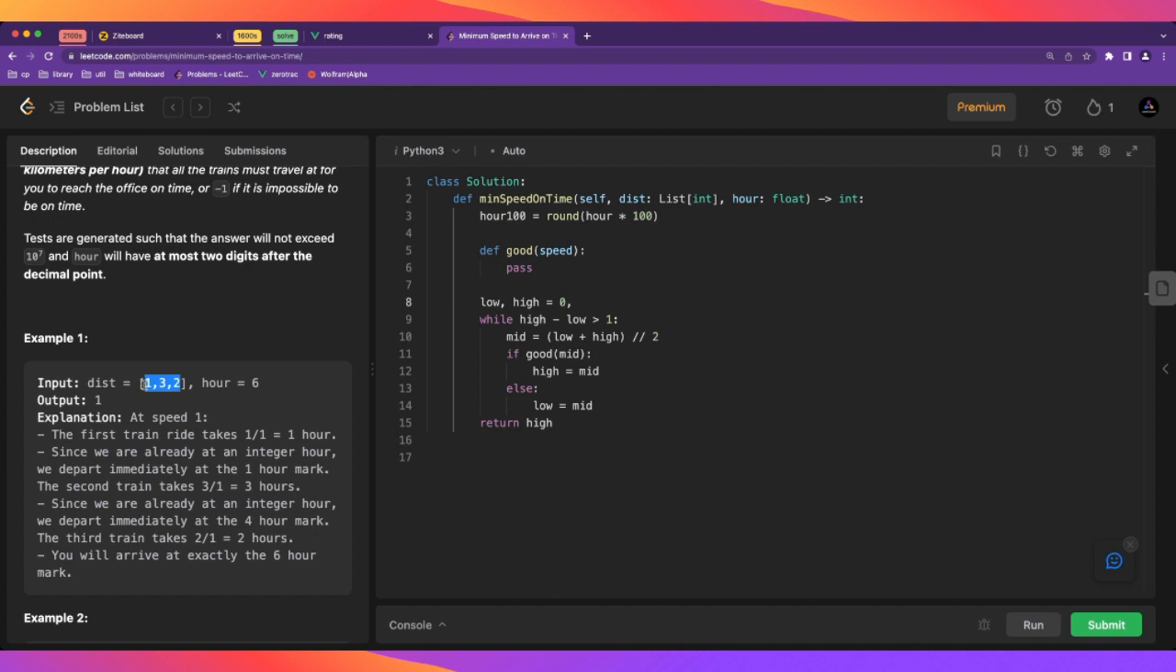that means that the time that you need to spend on each train is only 1 hour, which is the minimum, because of the condition that you need to wait to the next hour to get the next train.